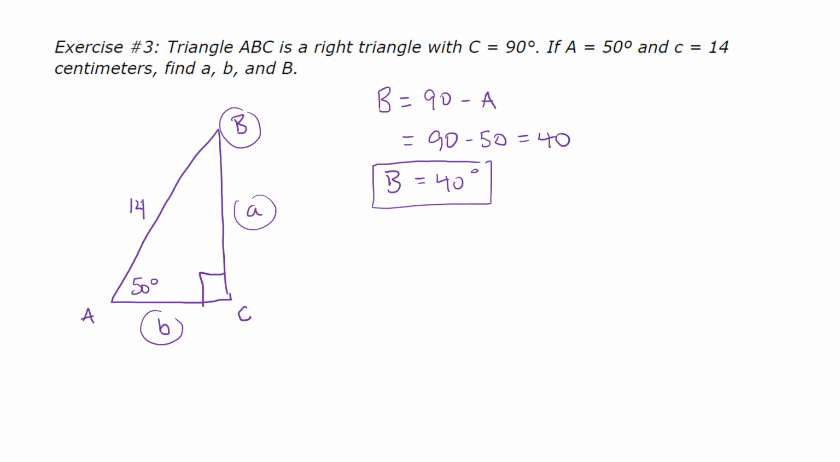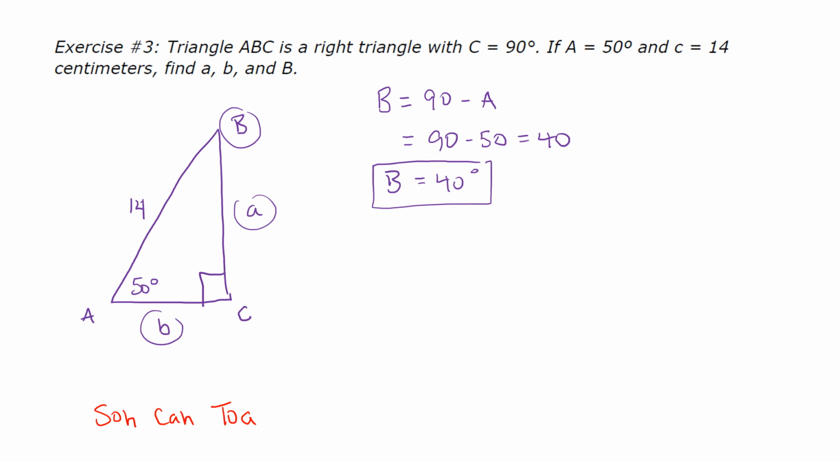A nice acronym to help us solve these is SOH CAH TOA, where SOH goes with sine, CAH goes with cosine, and TOA goes with tangent. So sine is the opposite over the hypotenuse, cosine is the adjacent over the hypotenuse, and tangent is the opposite over the adjacent.